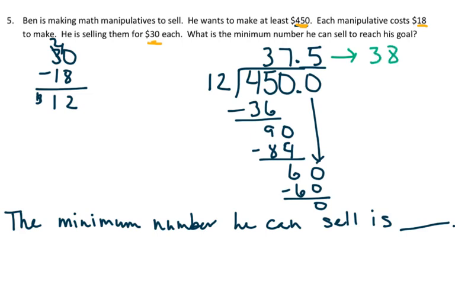And that's just reading the problem and seeing what they need. They need to make this realistic. The students need to read this and make this realistic. So they should know that he can't sell half a manipulative. He actually has to sell not 37.5, but he needs to sell 38 math manipulatives to make $450. So interpreting the remainder is a skill that they've learned, I think, since 3rd grade. So hopefully when they're reading the word problems, they'll know what to do with that. So that one goes to 38. The answer, the minimum number he can sell is 38.